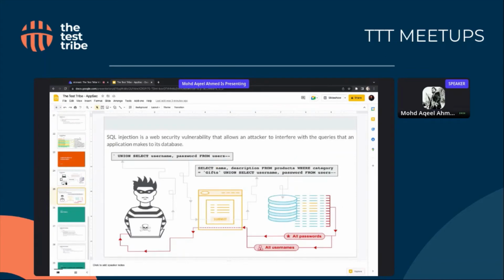For today, I have the demo on SQL injection. SQL injection is a vulnerability, which is a kind of injection attack, which takes the user input and forwards that to the application, and the application involves that input in the database query. So now imagine you have the code. The code contains this query: Select name, description from products where category is equal to gifts.